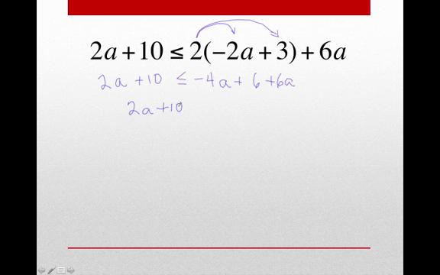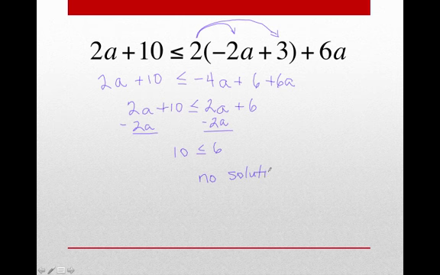So my left side still looks like that. My right side, I'm going to combine my a's so that I have 2a plus 6. Well, I can get rid of my 2a from here. It's not going to matter which side I subtract from. And I'm left with 10 is less than or equal to 6. Could that ever work? No. So I've got no solutions.